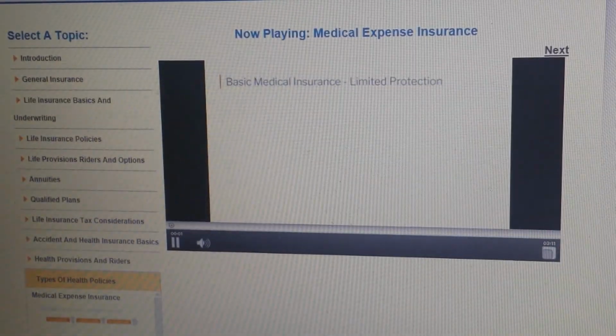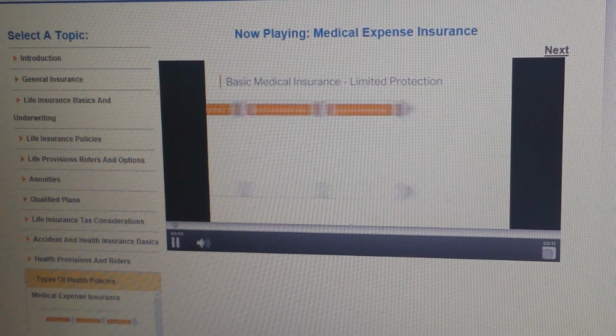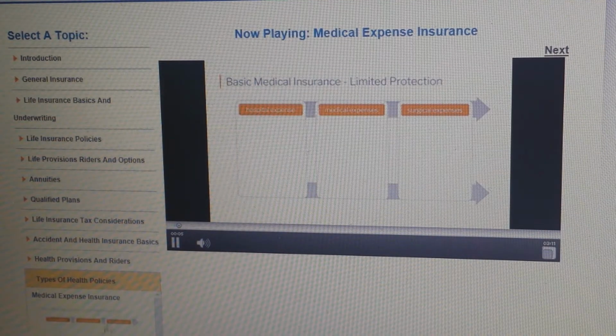Basic medical insurance. They are limited protection. They don't cover a lot. It was the insurance industry's first attempt to try to come up with some type of medical coverage for customers. So the first one was called a hospital expense policy, and that's exactly what it was. It covered your room and board while you were in the hospital, x-rays, lab fees, and maybe operating rooms.